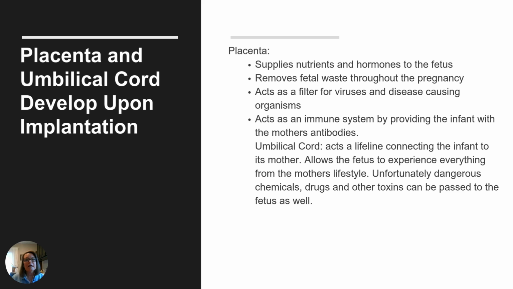So the placenta is going to provide the nutrients and hormones to the fetus. It's going to remove the waste throughout the pregnancy, and it will also act as a filter for viruses and disease-causing organisms. It acts as that immune system by providing the infant with the mother's antibodies. And the umbilical cord acts as the lifeline connecting the infant to its mother.